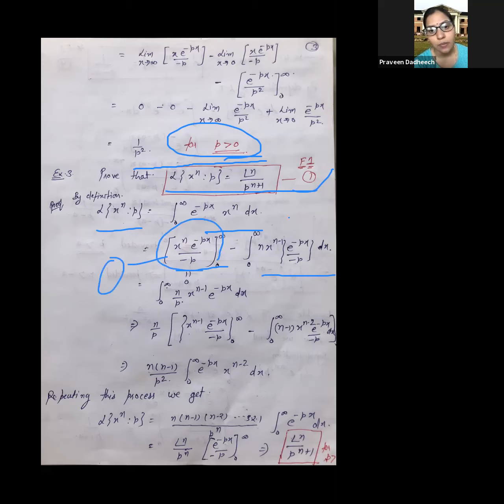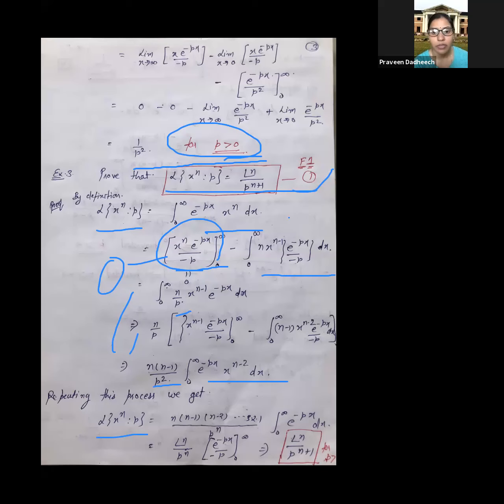And now we will have n times integral from 0 to infinity of x to the power n minus 1 e to the power minus px dx. Successively, again by the same integration by parts, we will get n(n minus 1) over p square, integral from 0 to infinity of e to the power minus px x to the power n minus 2. Doing this integration successively, we will get n(n minus 1)(n minus 2) and so on down to 3, 2, 1 over p raised to the power: the first time we integrate we get p, second time p square. When we integrate n times, we get p raised to the power n, integral from 0 to infinity of e to the power minus px dx.